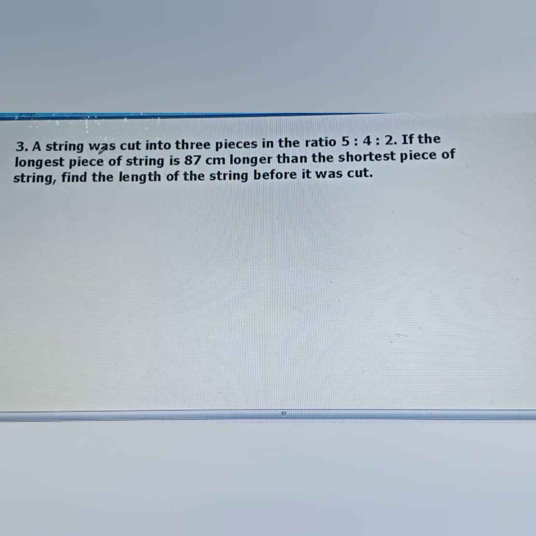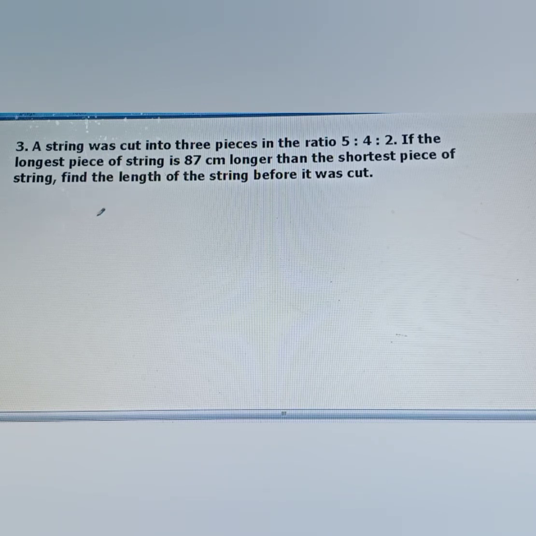Problem number 3. A string was cut into 3 pieces in the ratio 5:4:2. If the longest piece of string is 87 cm longer than the shortest piece of string, find the length of the string before it was cut. So let's start with the ratio 5:4:2. Obviously, this is the longest piece. This is the shortest piece.